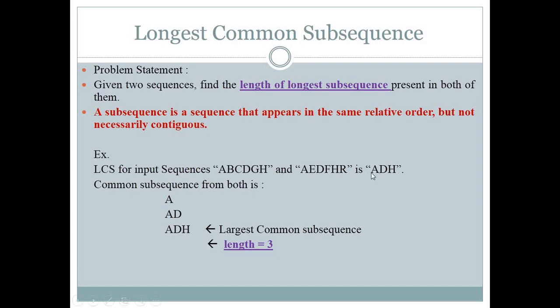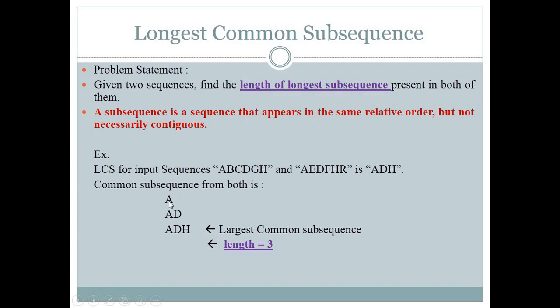Here you can also check that a b c d g h has 6 characters and a e d f h r also has 6 characters, so these strings are not matching as a whole, but they have a subsequence, meaning some characters are matching, and those characters are a, d and h. So a, d and h is a subsequence of these two sequences, and the subsequence length is 3 here.